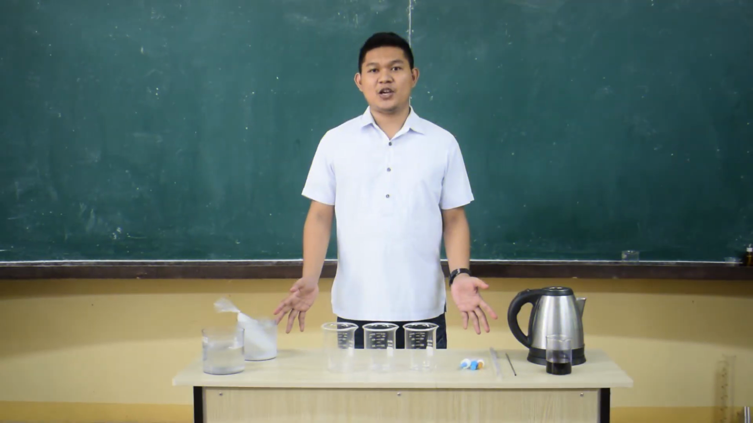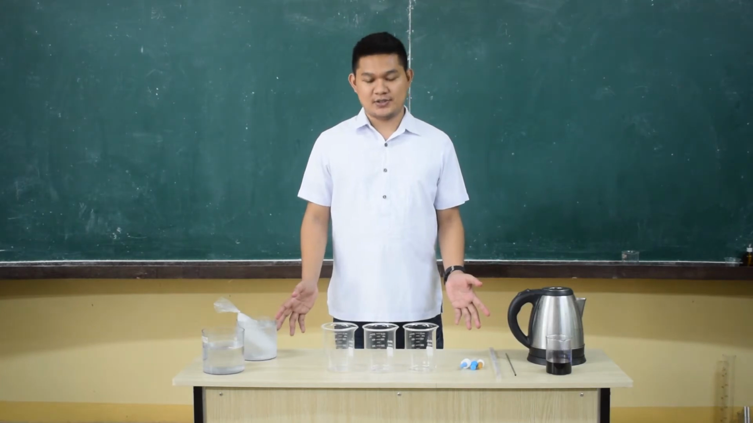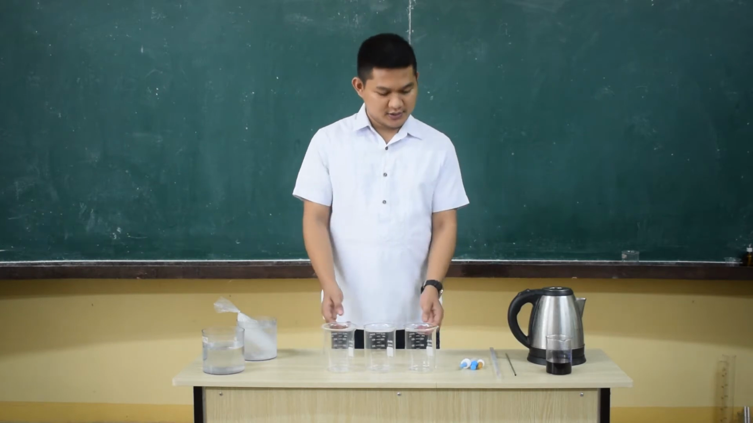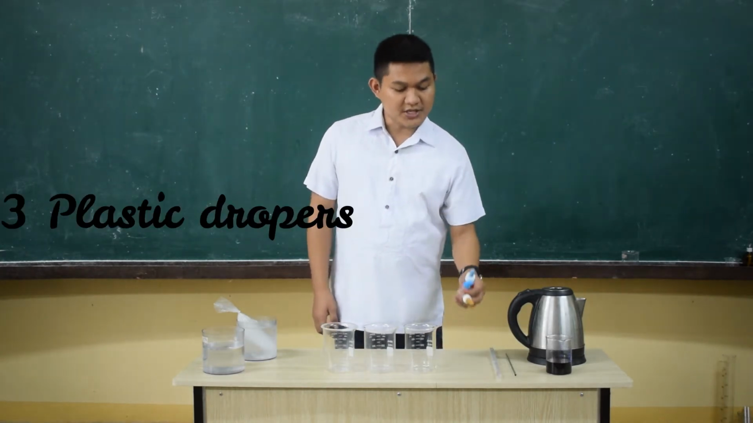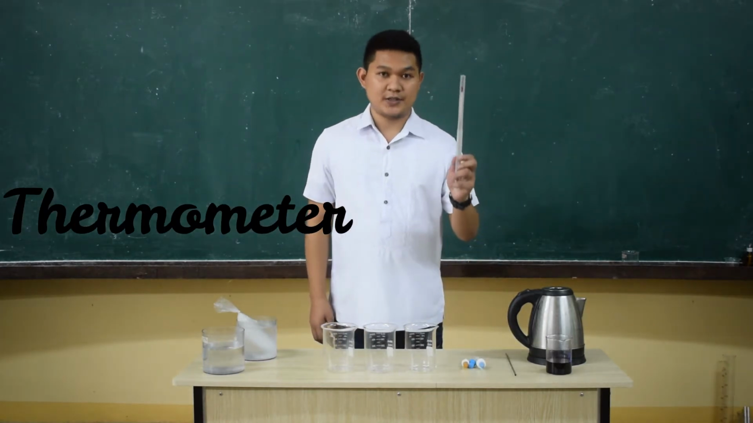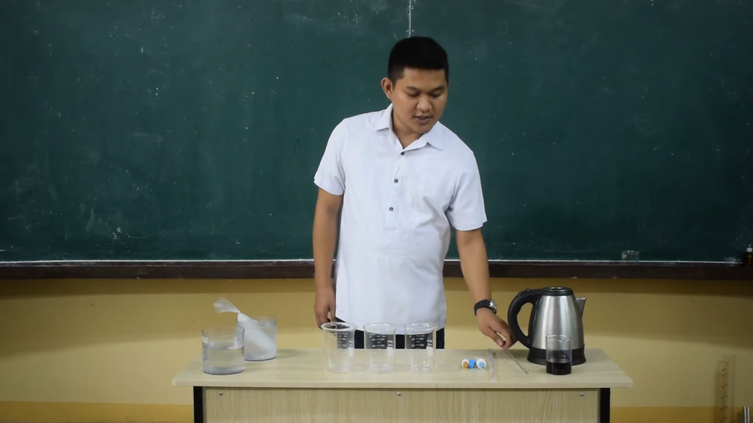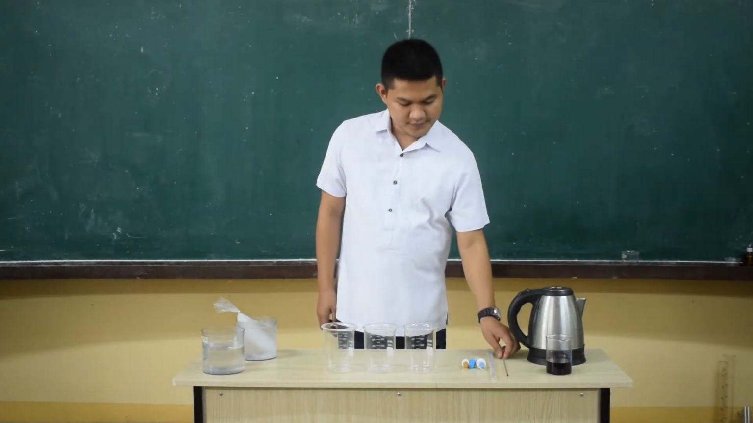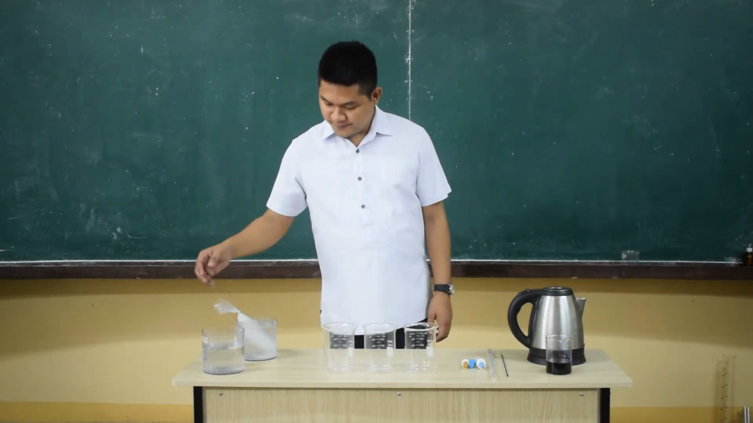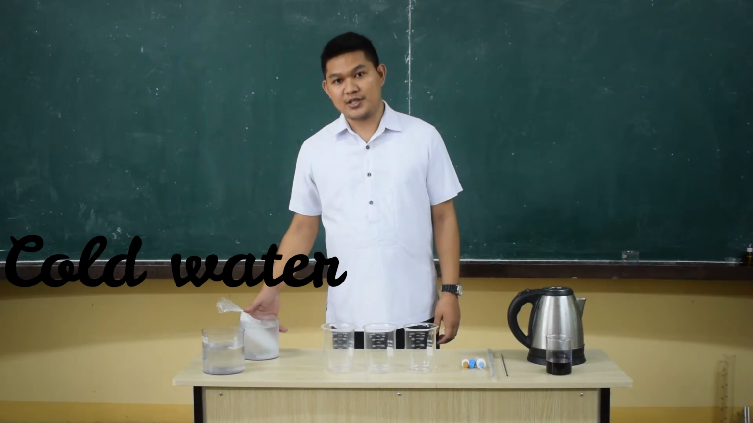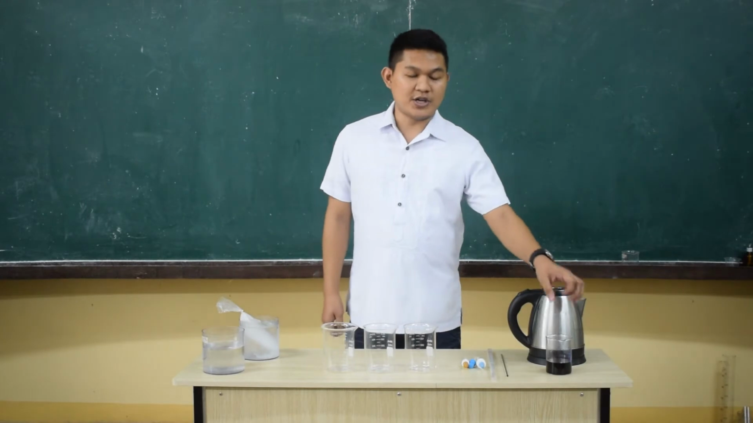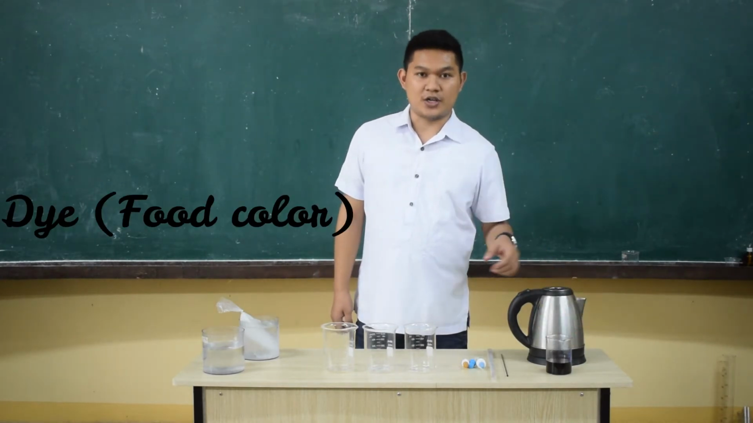In this activity, we need the following materials. We have here 3 transparent beakers, 3 plastic droppers, 1 thermometer, a stirring rod, the tap water for the room temperature, the cold water, the hot water, and of course the dye or the food color.